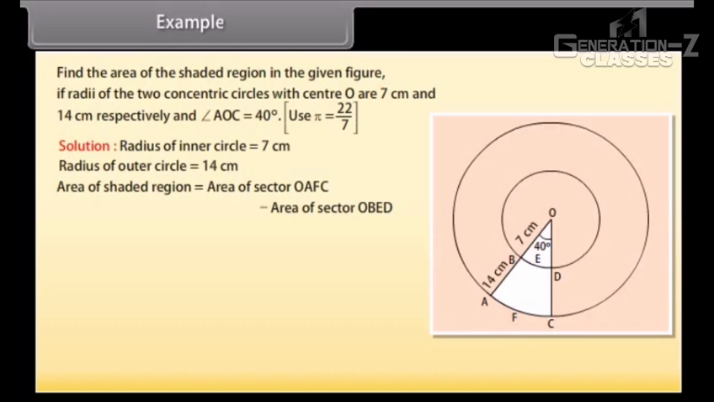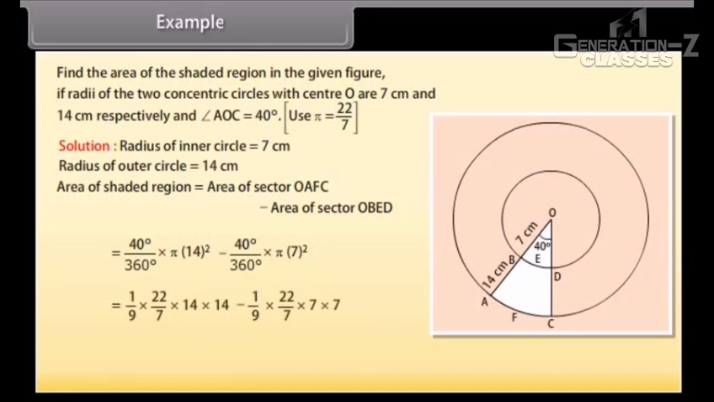Area of shaded region is equal to area of sector OAFC minus area of sector OBED, which is 40 degrees upon 360 degrees into pi into 14 square minus 40 degrees upon 360 degrees into pi into 7 square. Now, by substitution and calculation of the values, we get area of shaded region is 154 upon 3 cm square.